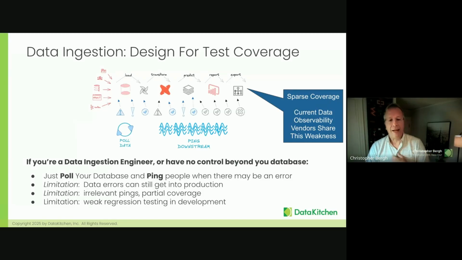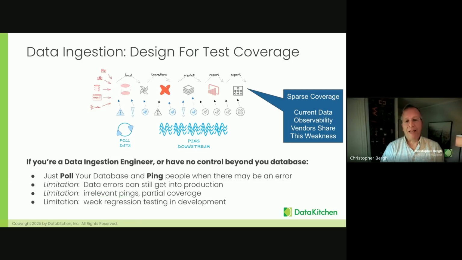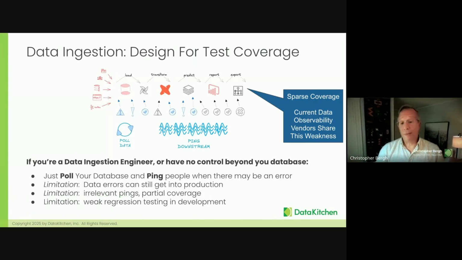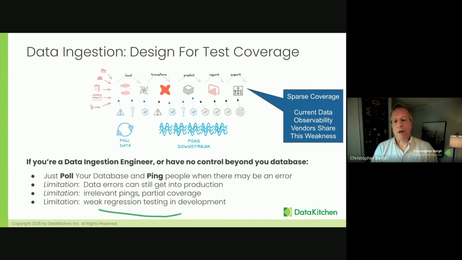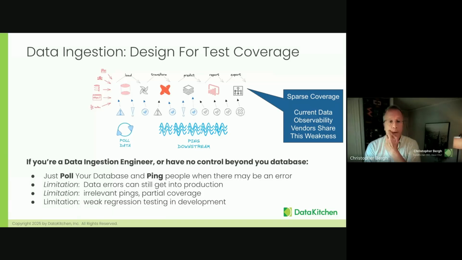And the problem with that is that errors can still get into production, as we saw, right? Because you're polling it, production can happen, and lo and behold, you have a bad report. So the limitation here is you get irrelevant pings, because lineage doesn't actually have coverage. You're saying this one table could affect these 10, but which one of the tables actually has the problem? And it doesn't really help in development very much at all. This is where the current data observability vendors all share this weakness. But again, it's better than nothing, right? And if you only control your database and have no control beyond it, this can be helpful.